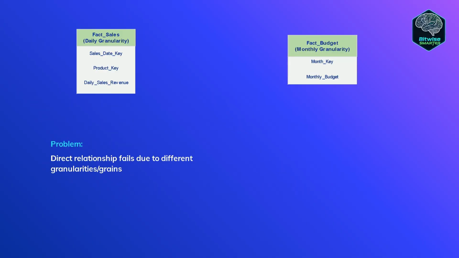This is a very common challenge. Trying to link daily sales directly to monthly budgets creates incorrect aggregations because a single daily sales record has no direct unique monthly budget counterpart. The solution lies in using a common higher level dimension table. Here's how you solve it.